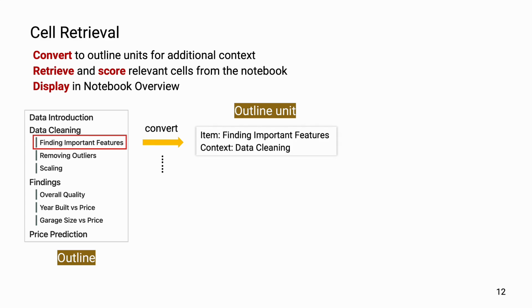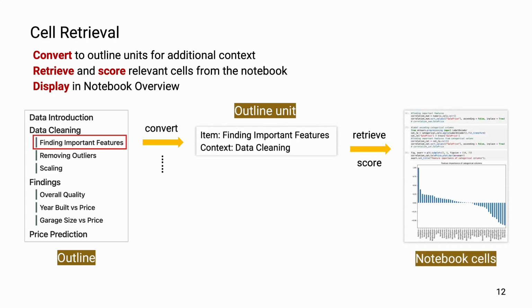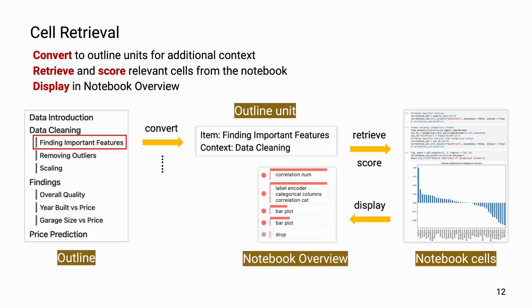Next, we retrieve and score relevant notebook cells for all the outline units. These cells are then displayed in Notebook Overview, represented by horizontal pink bars above the keywords. Wider bars indicate greater relevance of the cell to the outline item.